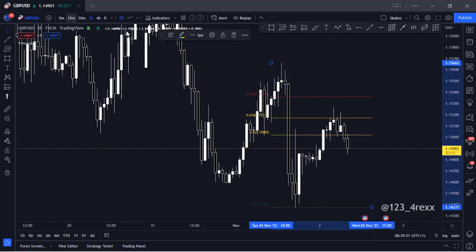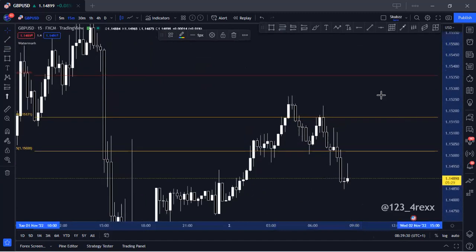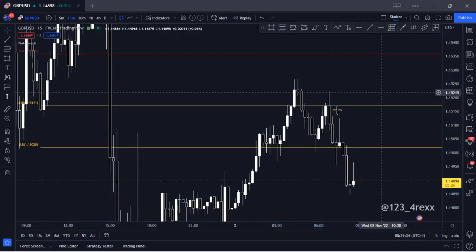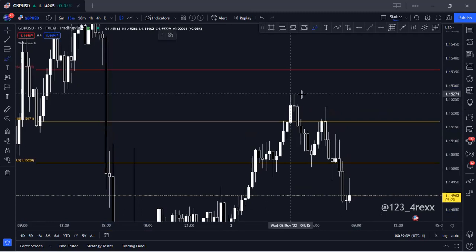Now go to the 15 minutes. Do we have any entry criteria today? See entry criteria here. This one in a way is too small. It's not healthy. I would not have taken this one. It's not a healthy candlestick.